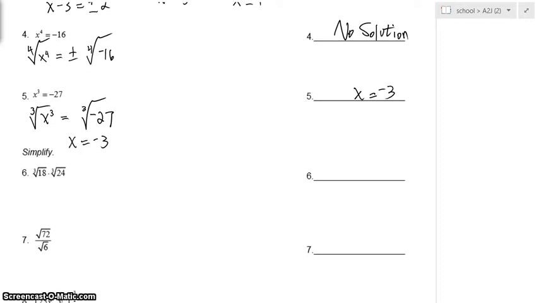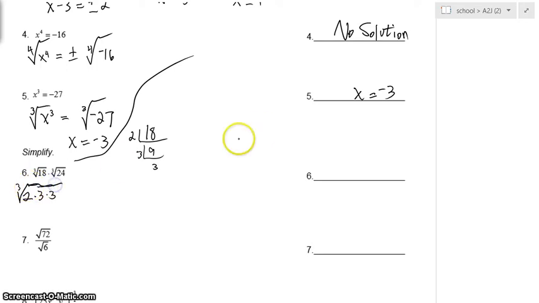For number 6, breaking down this radical, a cube root of 18 and a cube root of 24. Let's do a little division tree for 18. 2 obviously divides into 18 9 times. 3 goes into 9 3 times. So, right here we have the cube root of 2 times 3 times 3.